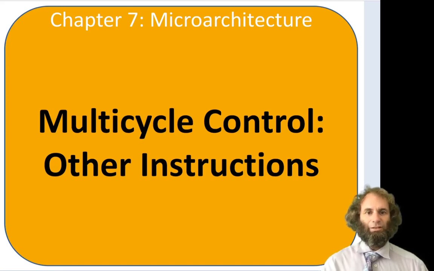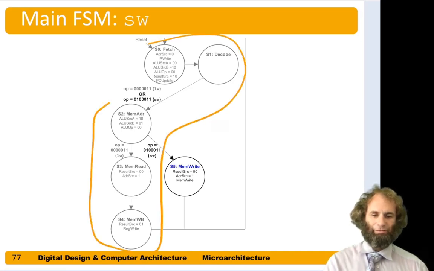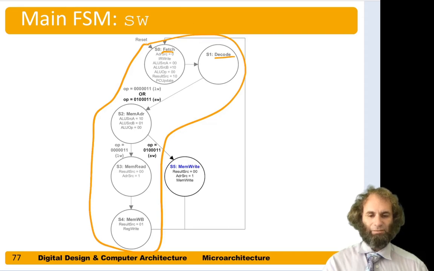Hello, in this video we'll design the multi-cycle controller for the other instructions besides load word. Just as a review, so far we had a state machine with all these 5 states to do load. First we fetch the instruction and add 4 to the program counter. Then we decode the instruction, read the registers and the immediate. We calculate base address plus offset to get the memory address. Then we read the memory, and then we write back the result to the register file.